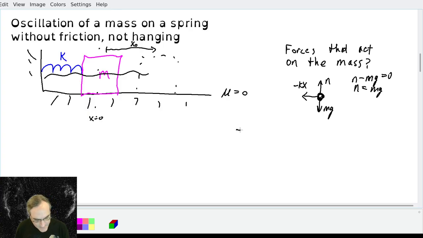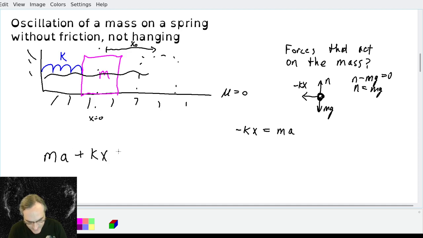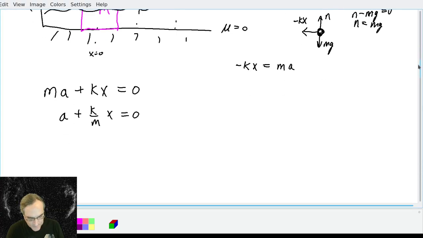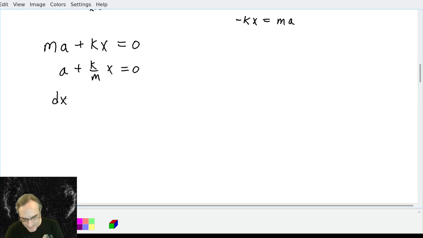Now that one's a bit more interesting because it says minus kx must be equal to ma. And this is really where our story begins. I'm going to rearrange this into a slightly different form. It says ma plus kx is equal to 0. So I'll bring everything to the same side, and then I'm going to divide the m out. So I get a plus k over m x is equal to 0. And the last thing, acceleration is just the second derivative of the position with respect to time.